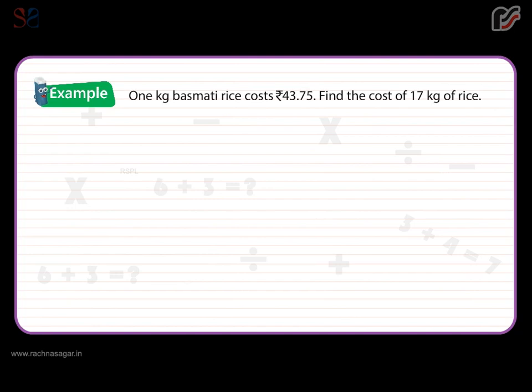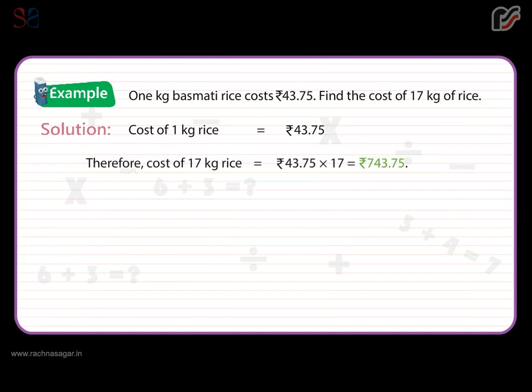Example. 1 kg basmati rice costs rupees 43.75. Find the cost of 17 kg of rice. Solution. Cost of 1 kg rice is equal to rupees 43.75. Therefore, cost of 17 kg rice is equal to rupees 43.75 multiplied by 17 is equal to rupees 743.75.